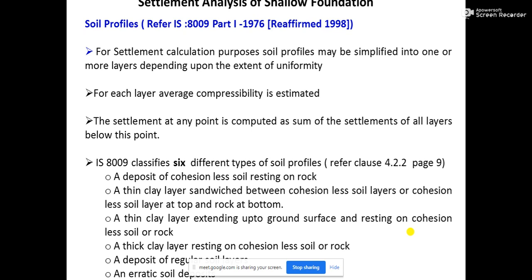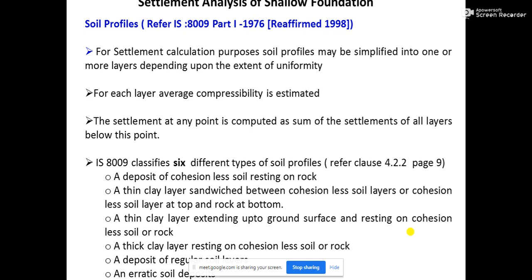For settlement calculation purposes, soil profiles may be simplified into one or more layers depending upon the extent of uniformity. This is very important. If the soil profile is uniform, then you should be able to very easily model the soil. Otherwise, if it is non-uniform, then the challenge comes. Considering the uniformity of the soil profile, the Indian Standard Code has given some basic profiling of soil, and based on that, mostly you can classify the soil profile under 6 categories.